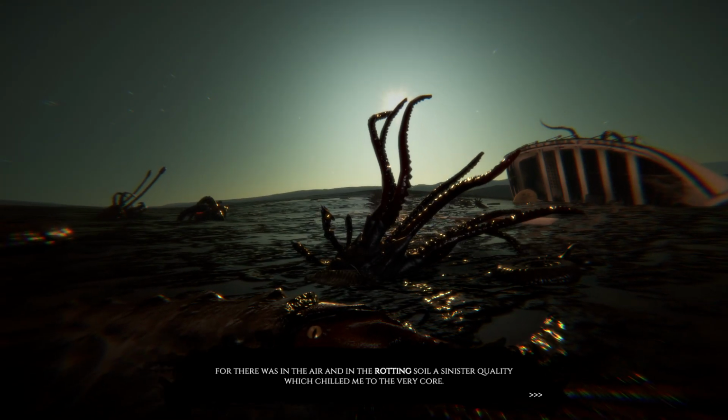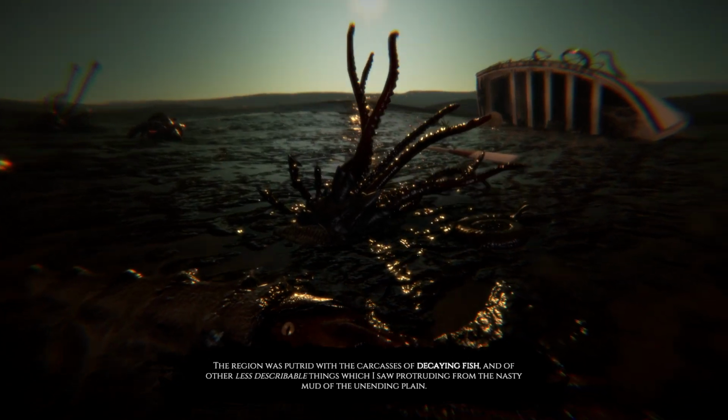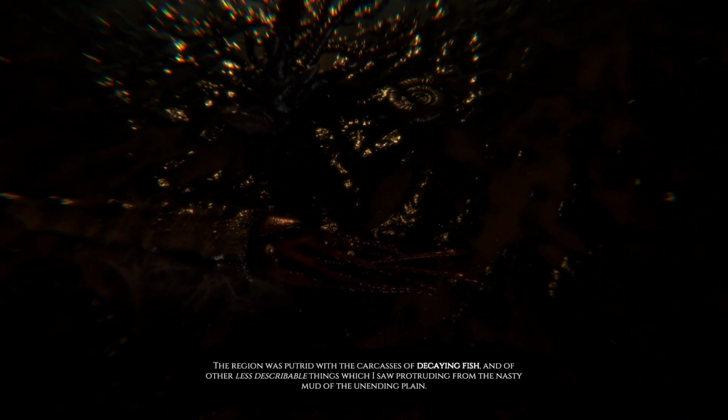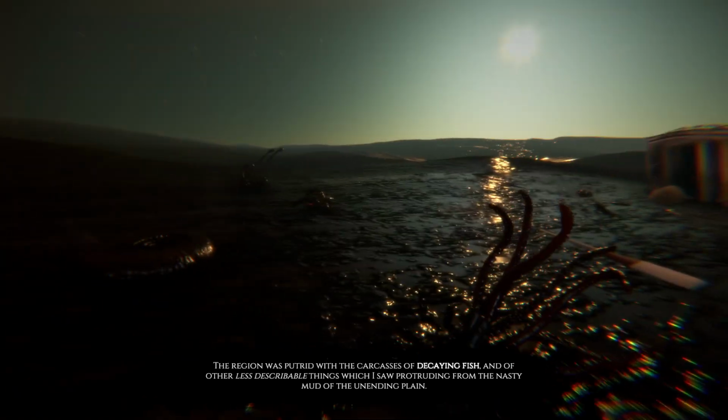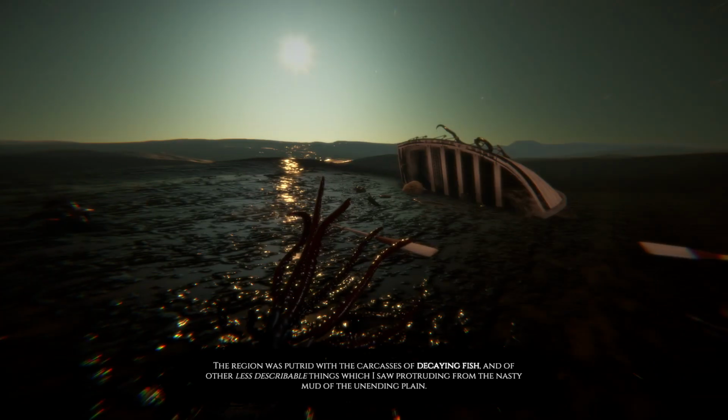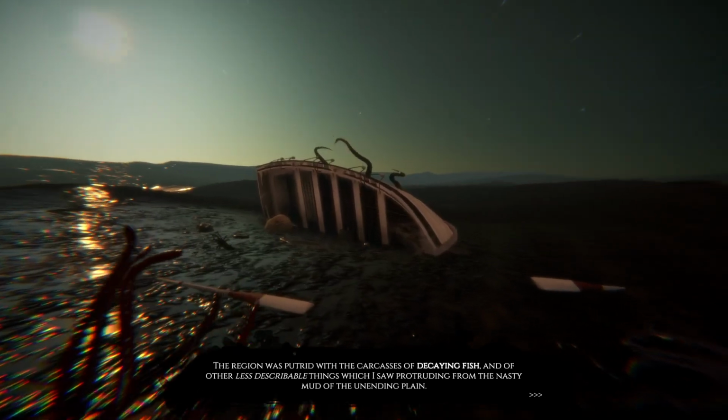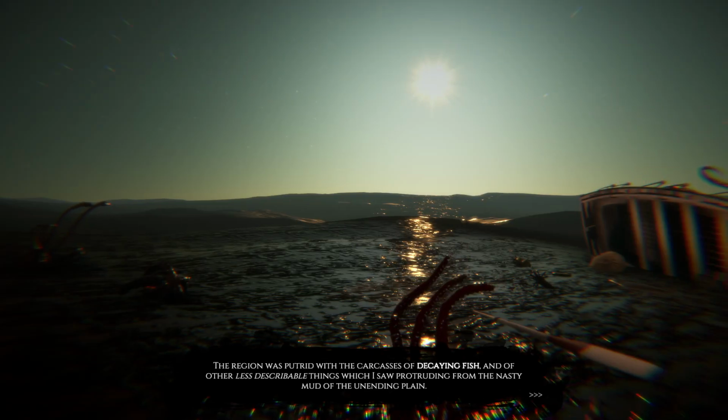For there was in the air and in the rotting soil a sinister quality which chilled me to the very core. The region was putrid with the carcasses of decaying fish and of other less describable things which I saw protruding from the nasty mud of the unending plain.